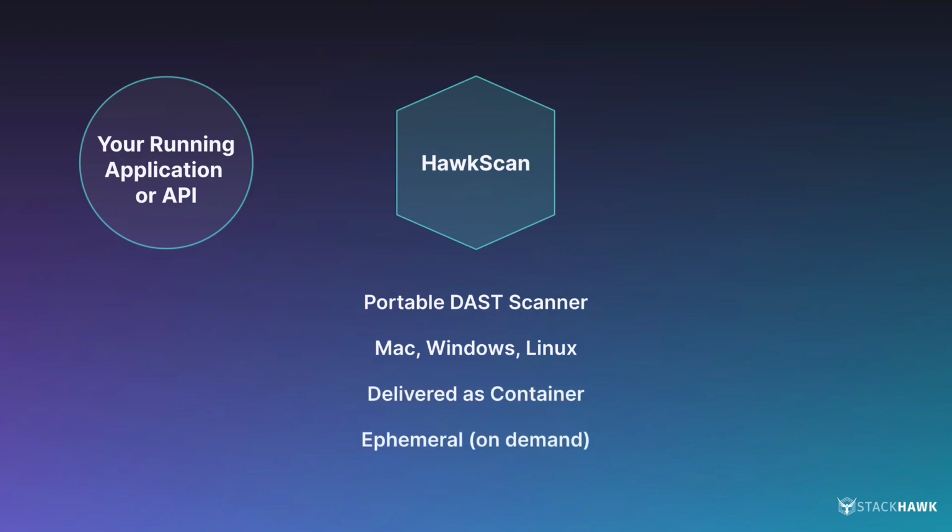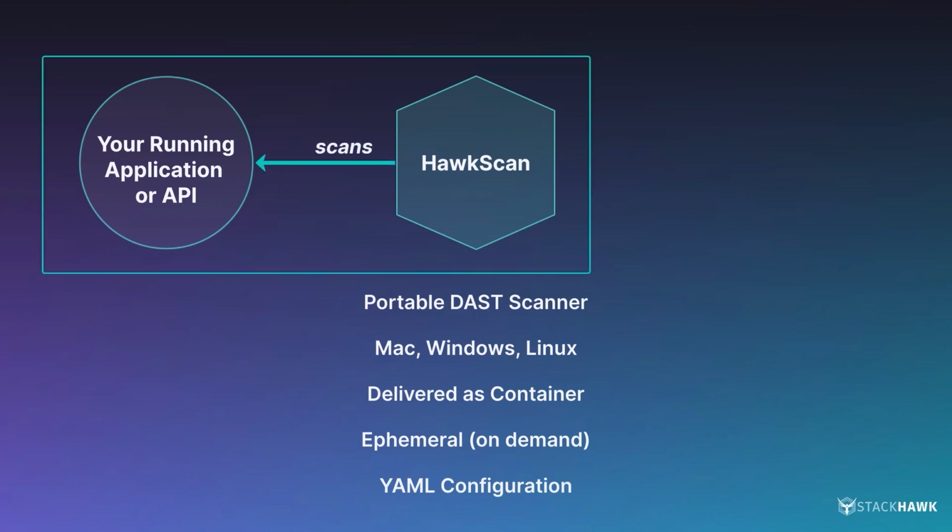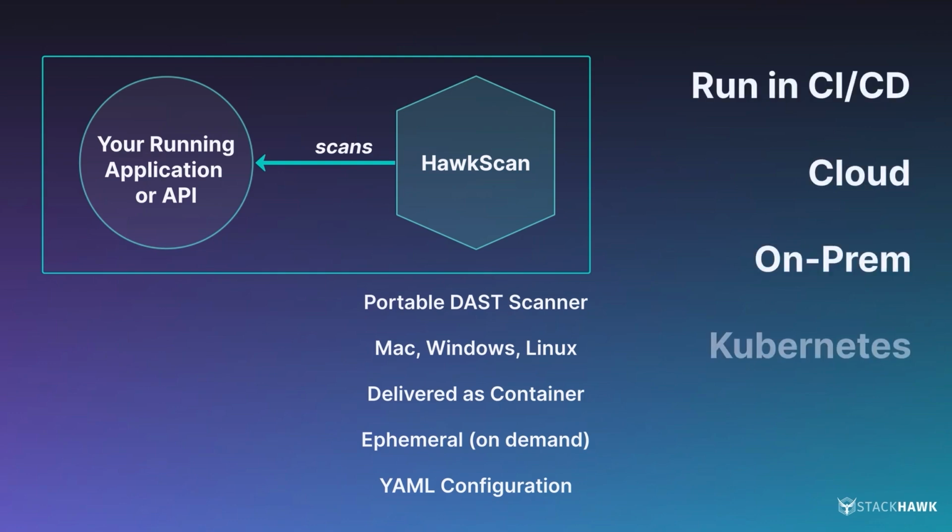HawkScan comes up on demand, reads its configuration from a YAML file, scans the target app, and then goes away. There's no dedicated infrastructure to install or maintain, and you can run it in your CI/CD platform, in the cloud, on-prem, in Kubernetes, and even on your laptop. That means you can get HawkScan up and running quickly. Better yet, you can get HawkScan behind your firewalls and rate limiters, and close to your target app for low latency scanning. That's how we're able to cut scan times to a tiny fraction of the legacy scanners, making it practical to run in CI/CD.